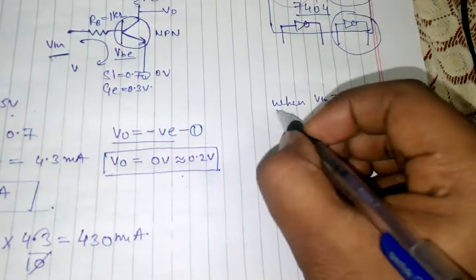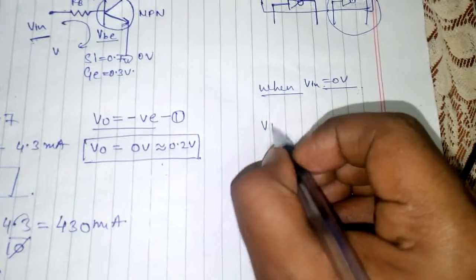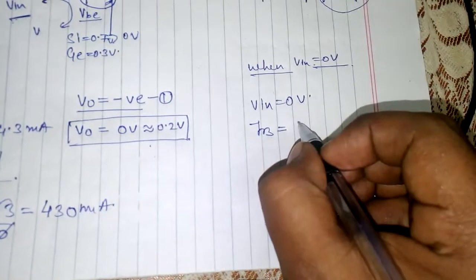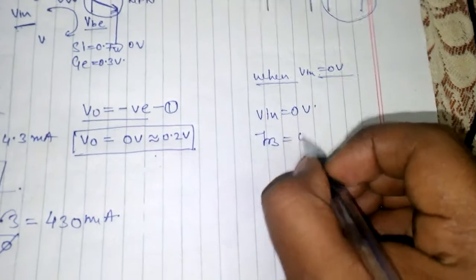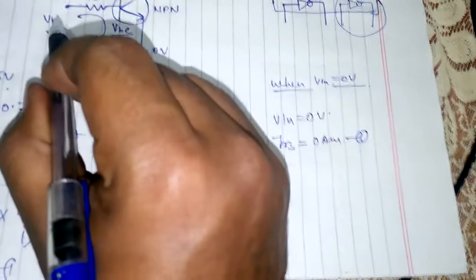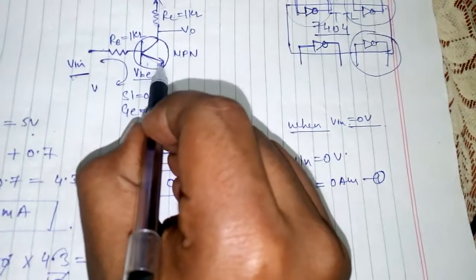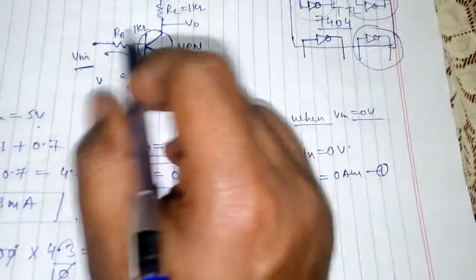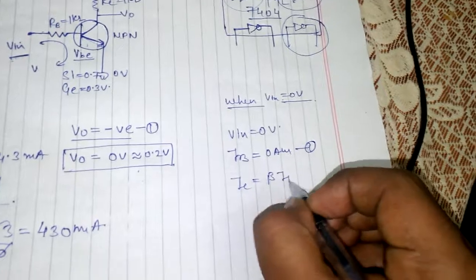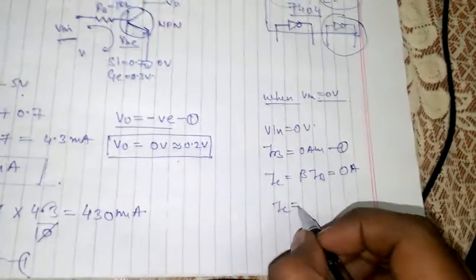Let's see what happens when the input is 0 volt. When Vin equals 0 volt, IB will be 0 amp, because if the input is 0 volt, there is no voltage drop across the base to emitter junction and the transistor will be in cutoff mode. So according to the relation beta IB, IC is equal to 0 ampere.